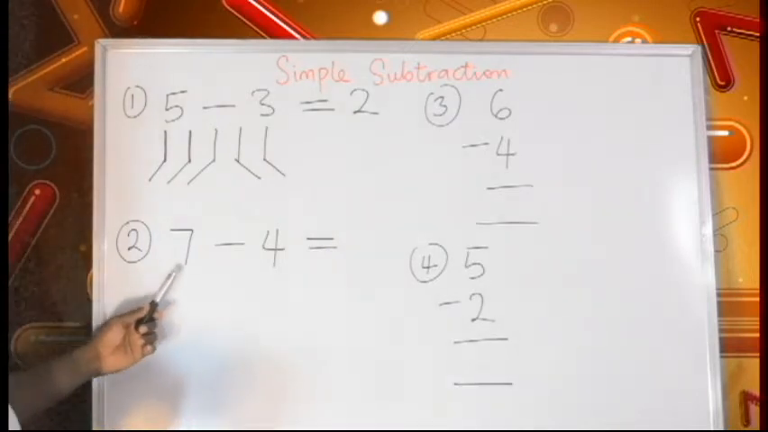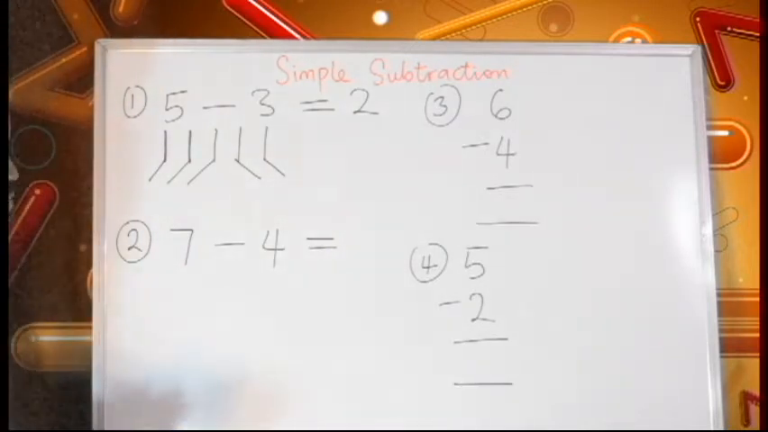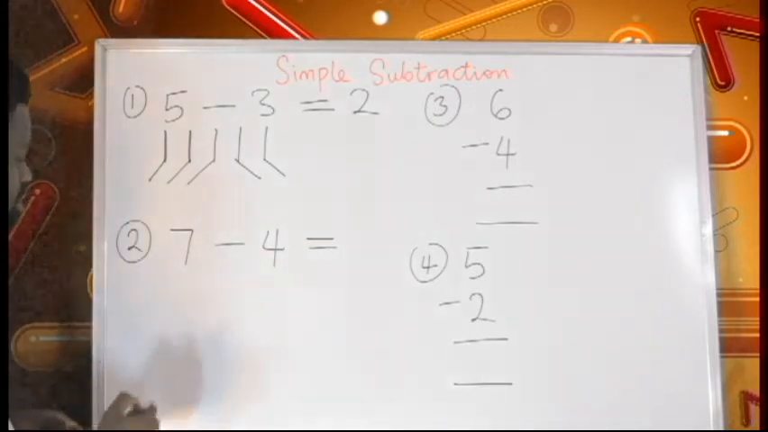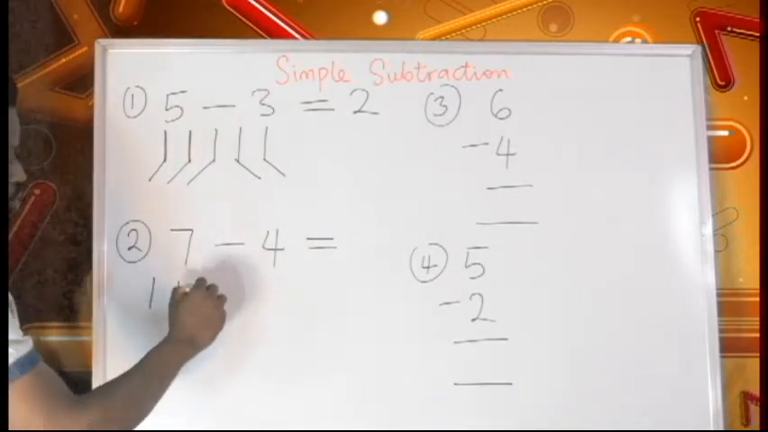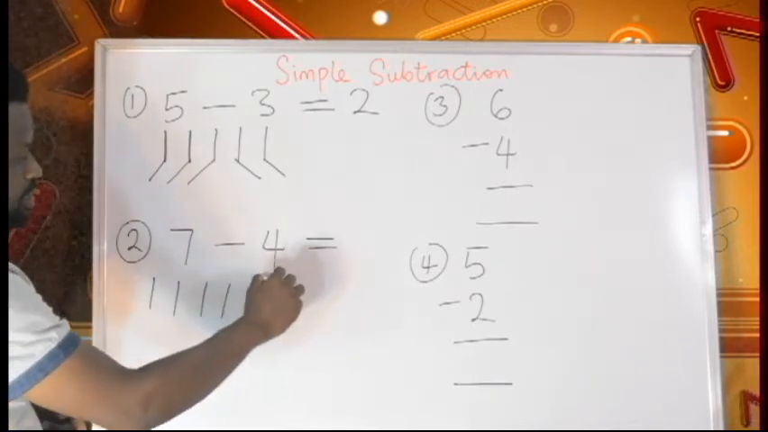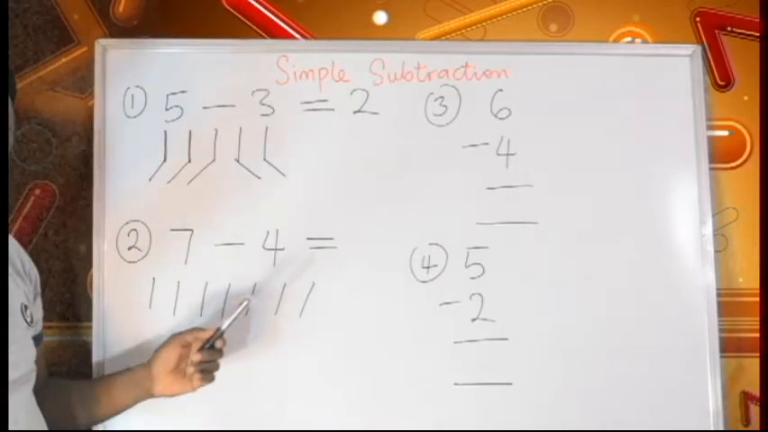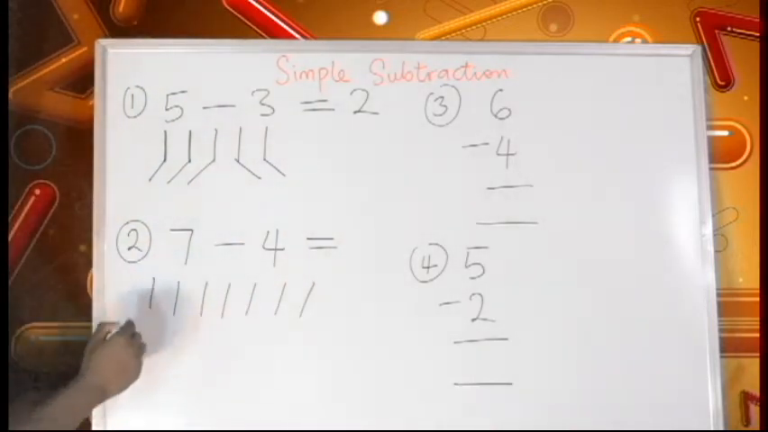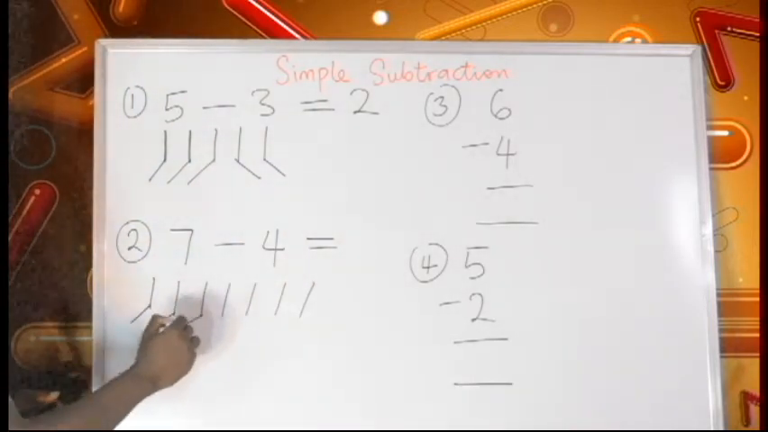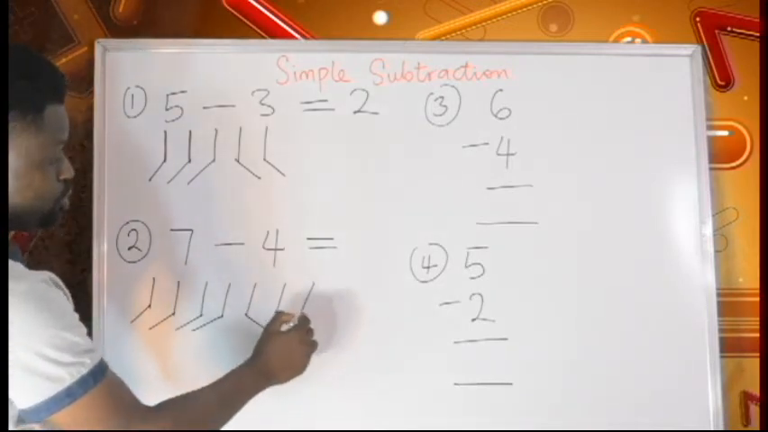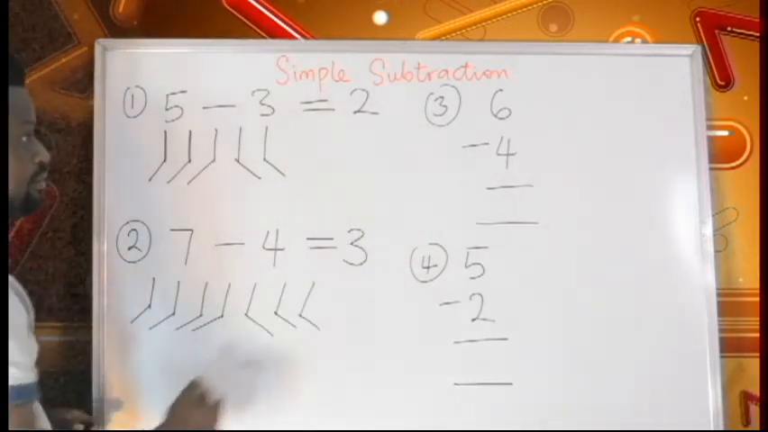Number 2, 7 minus 4. You focus on the first number. You count the first number, which is 7: 1, 2, 3, 4, 5, 6, 7. Then minus 4. Take away 4: 1, 2, 3, 4. Then count the remainder: 1, 2, 3. So you put it there.